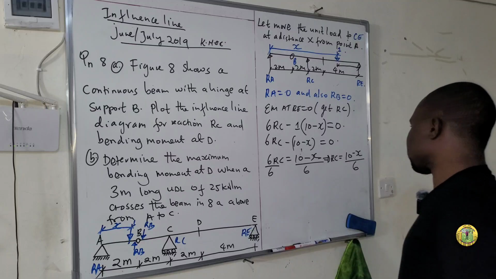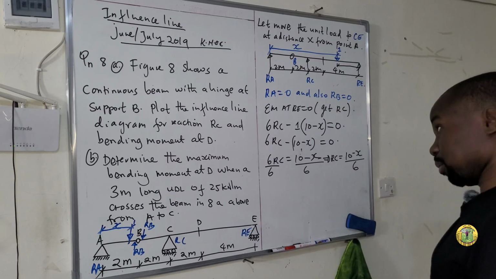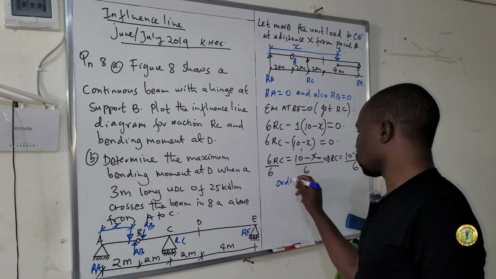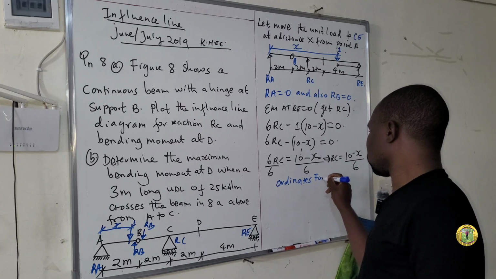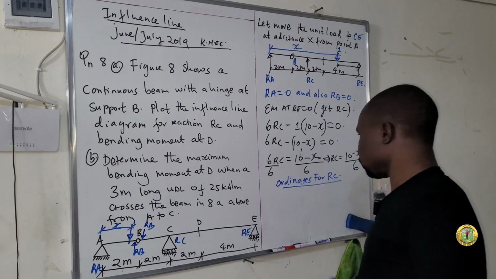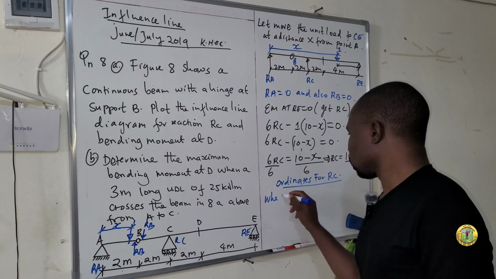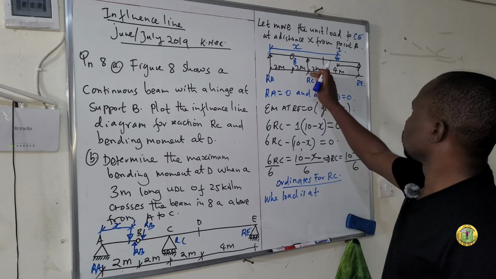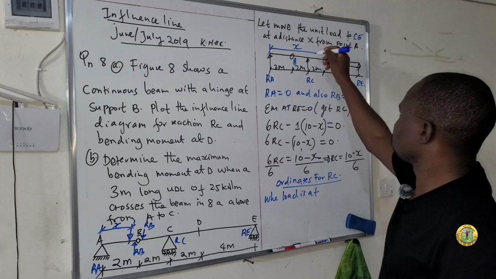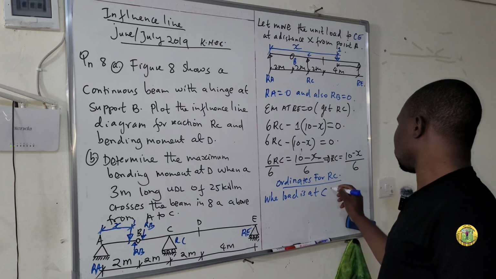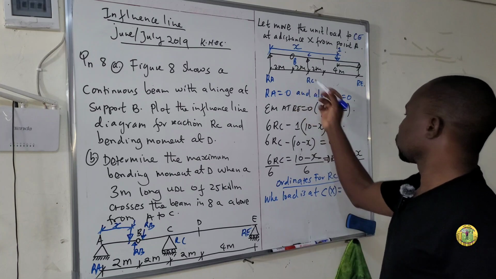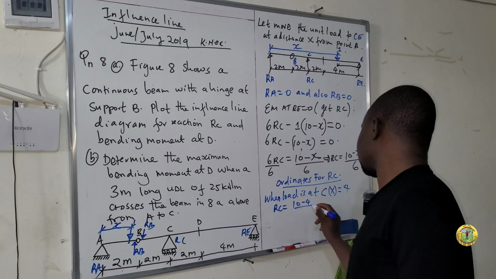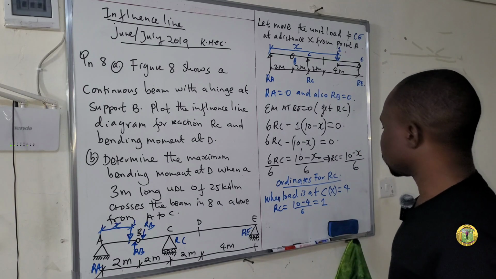So this is RC. Now again, you are supposed to find the ordinate for RC. So when the load is at, now we are at this point, this is C. When the load is at C, x is equal to 2 plus 2 is equal to 4. Means the ordinate of RC is equal to 10 minus 4 all over 6. So this one is equal to 1. So 10 minus 4 is 6. 6 over 6 is 1.